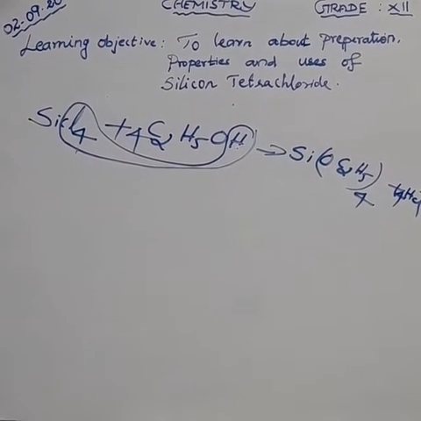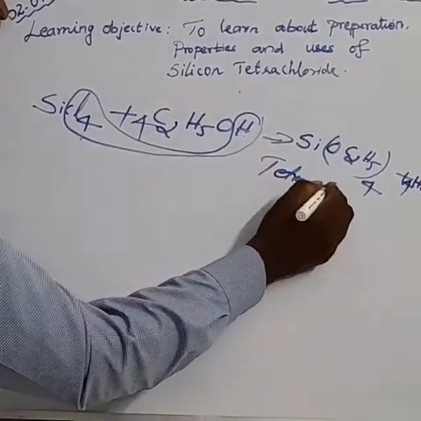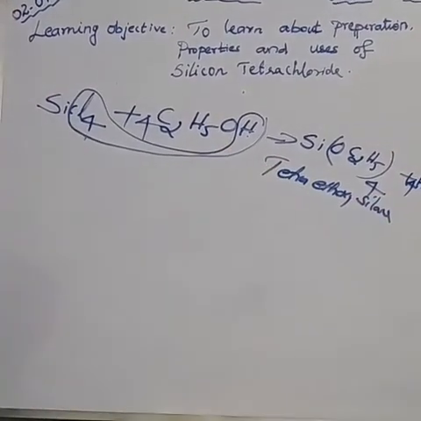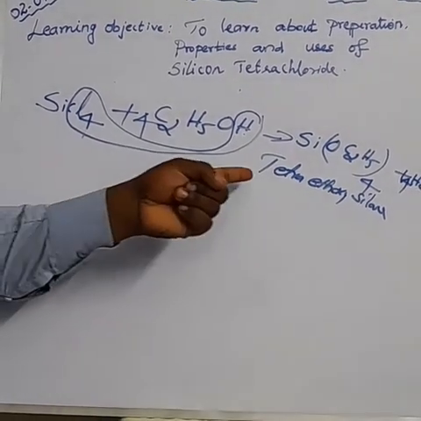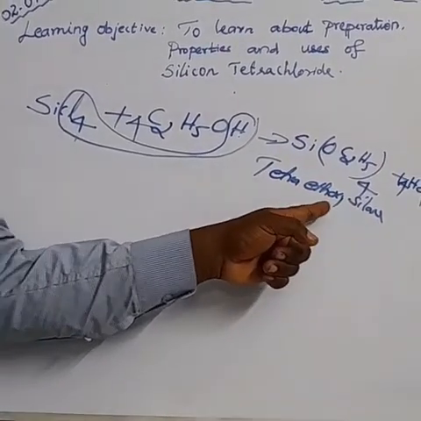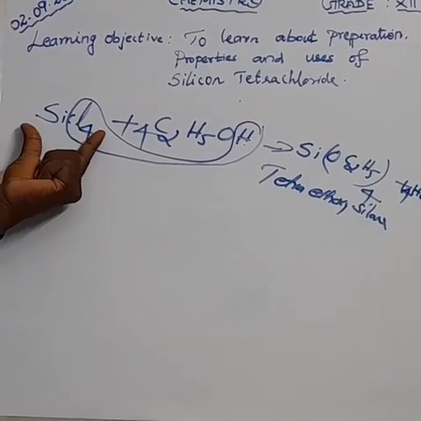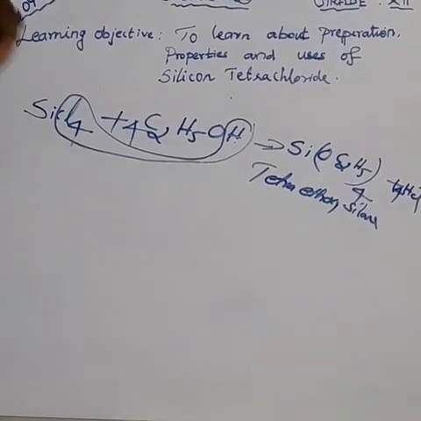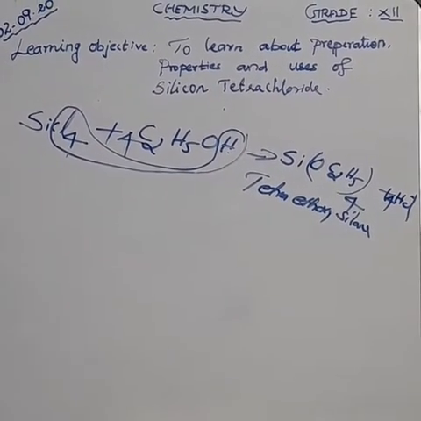Here, tetraethoxysilane. What's the name of the compound? Tetraethoxysilane. A question may be asked like that: how is tetraethoxysilane prepared? How will you write the answer? Simply, it can be written: silicon tetrachloride reacts with ethyl alcohol to give tetraethoxysilane.